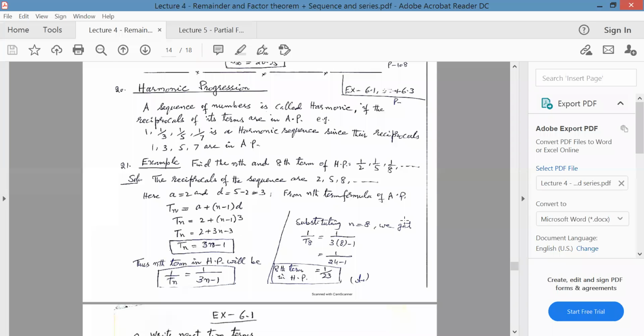In that way you can do all questions of harmonic progression. If you have to find the sum, use the same formula which you use for AP. Take the sum and then take its reciprocal, that will come in your HP series.